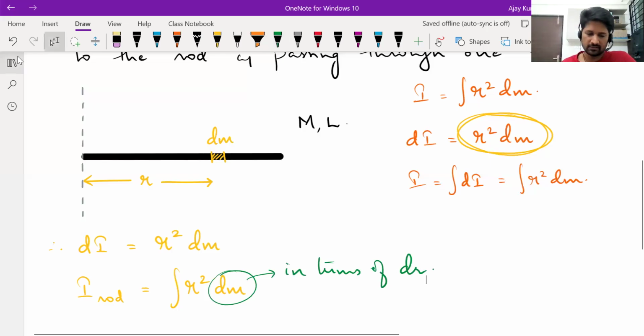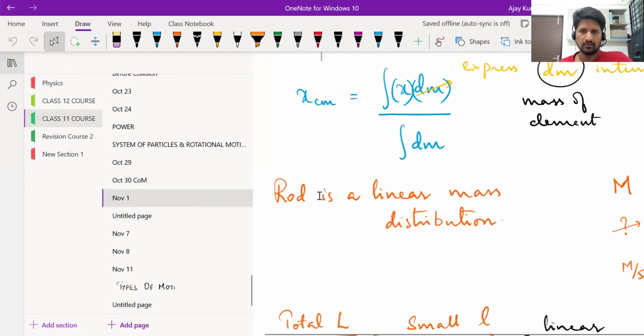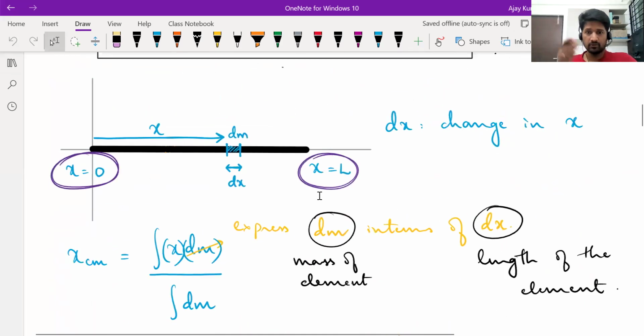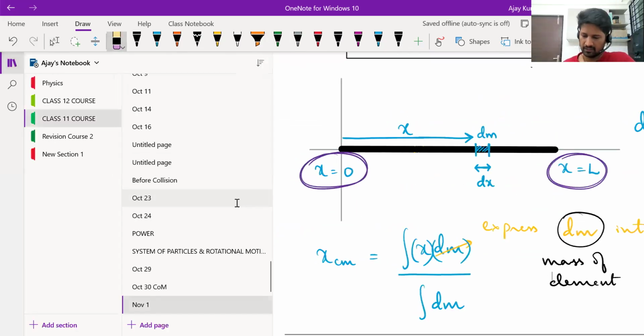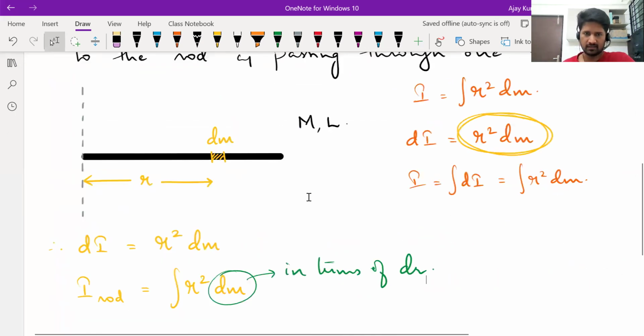If you remember, we did something similar while deriving the position of center of mass for different systems, including continuous mass distributions. If you have to integrate x dm, you need to express dm in terms of dx. Similarly, in moment of inertia, you will have to integrate r square dm, so you will need to express dm in terms of dr.